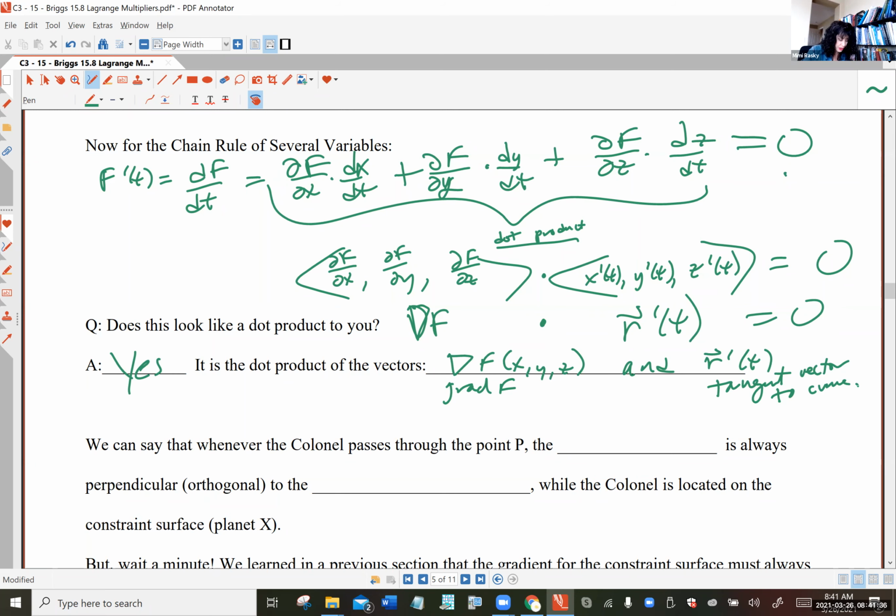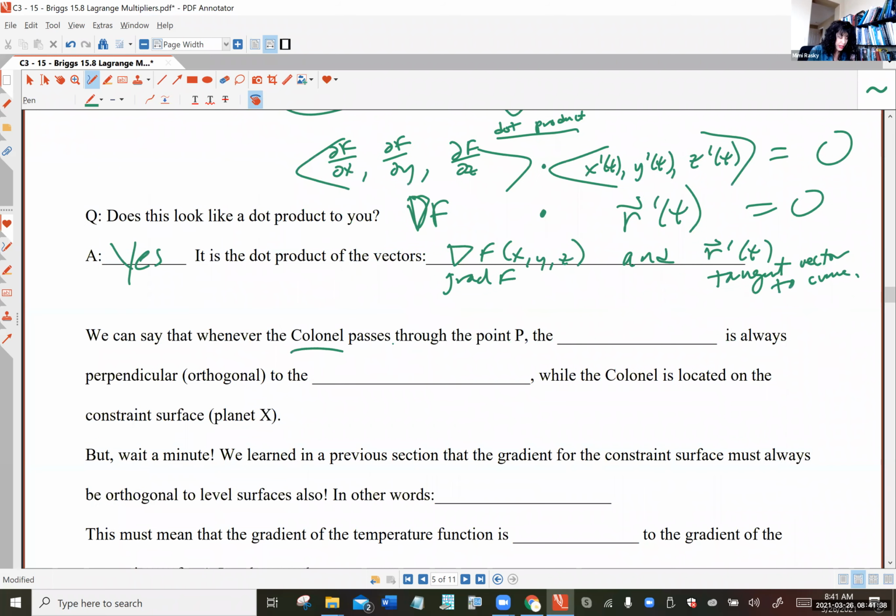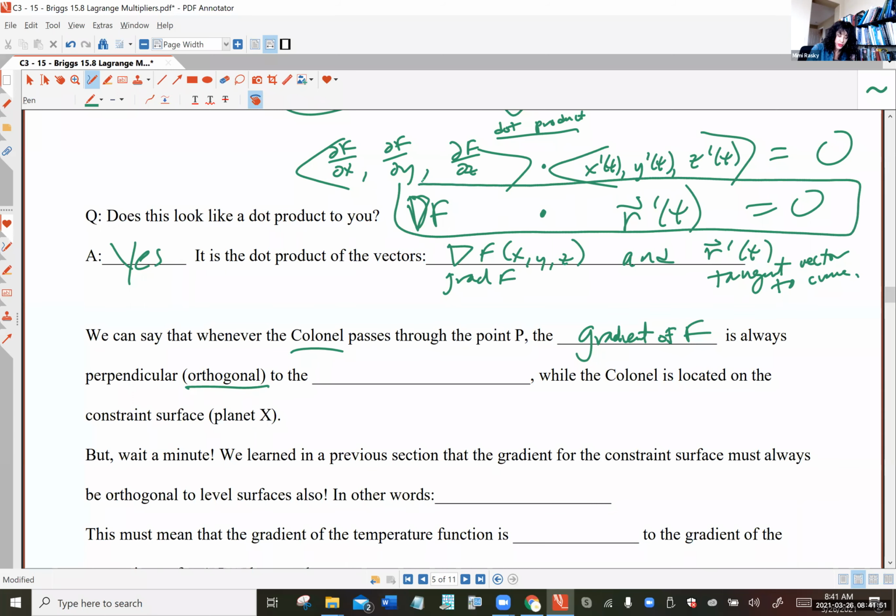So that's interesting. What we're saying is whenever Colonel Jake passes through the point P, the gradient of f, that's the temperature function, is always orthogonal. Why is it orthogonal? You guys remember when a dot product of two vectors equals 0, it means they're orthogonal? Yes, no, maybe? I hope so. It's orthogonal to the tangent vector of the path that Colonel Jake is on.